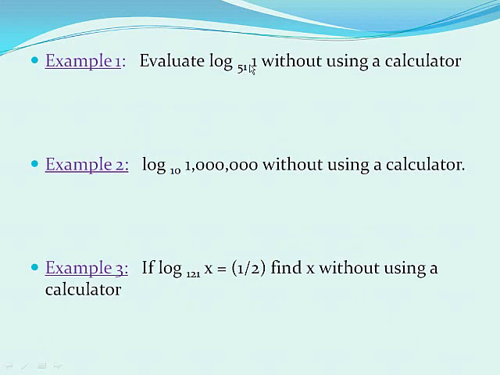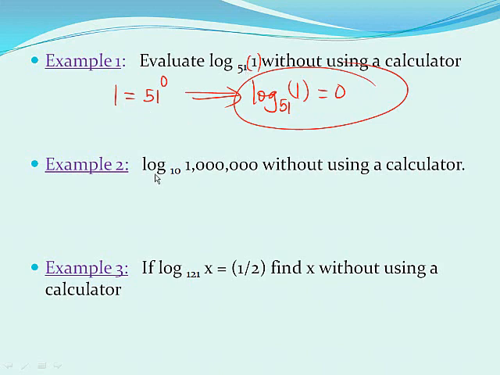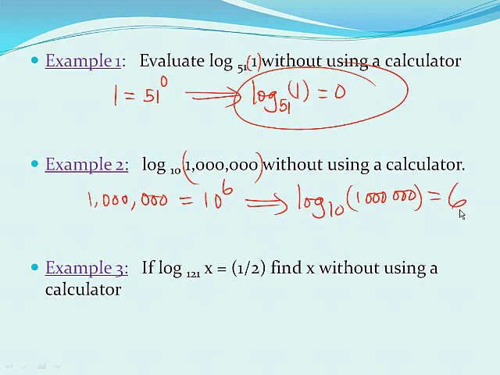Evaluate log to the base 51 of 1 without using a calculator. We know that 1 can be written as 51 to the power 0. So therefore, log to the base 51 of 1 will be equal to 0. Calculate log to the base 10 of 1 million without using a calculator. So 1 million is 10 to the power 6. So that means that log to the base 10 of 1 million is equal to 6.